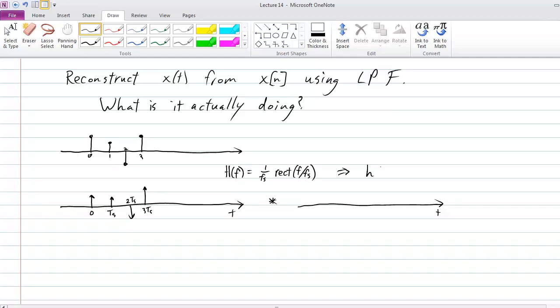Therefore, h of t equals, with the scaling property, exactly sinc of fs t. Okay, now this works out very nicely, because look at what happens with sinc of fs t. Sinc looks like this. It has a height of 1 at 0, and it crosses 0 at every Ts, at 1 over fs, and every multiple of that, and so forth.